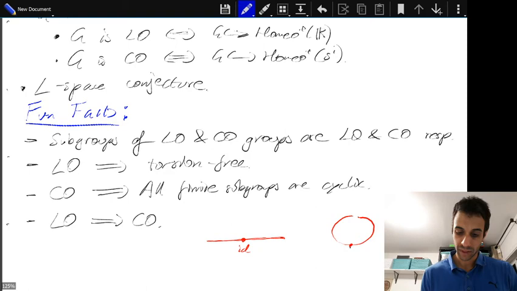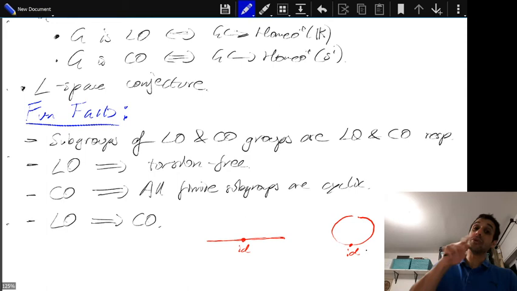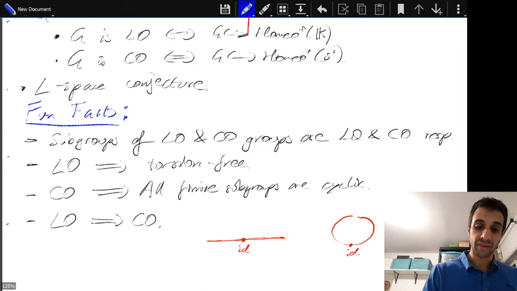Okay, put it on a circle, and it turns out because it's left orderable, the order in which things go around the circle is preserved. More formally, why is this true? How do I show that left orderable implies circularly orderable?